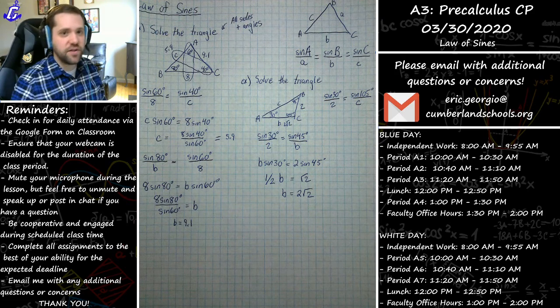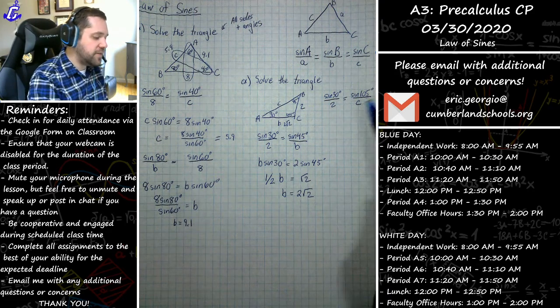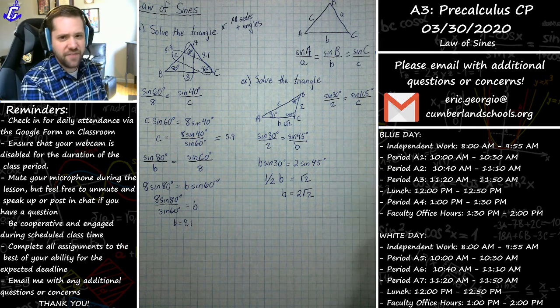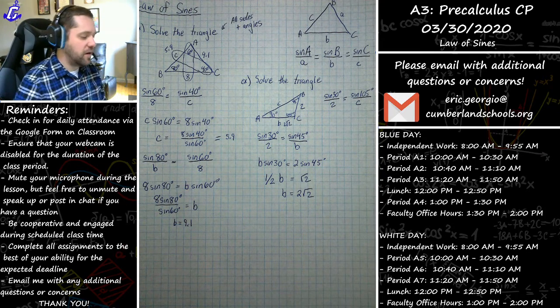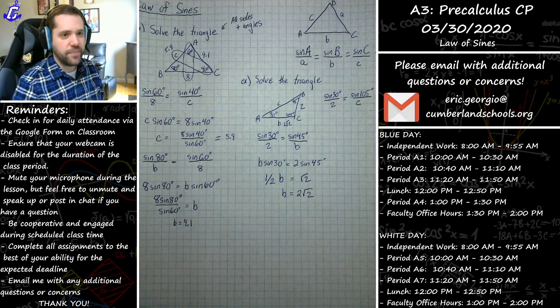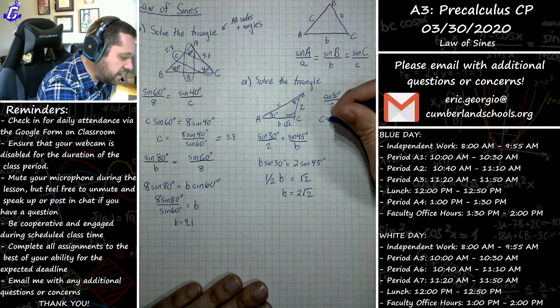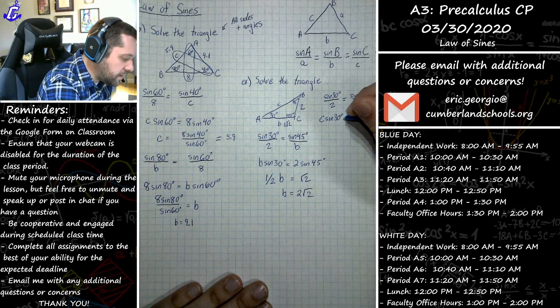It's actually a lot easier to not use decimals, but if you see something like this might be a little tricky. Like the sine of 105 is just some ugly thing. So we have to use decimals for that one. Okay, but that's a great question. So cross multiply, I would say C sine of 30 is equal to 2 sine of 105.